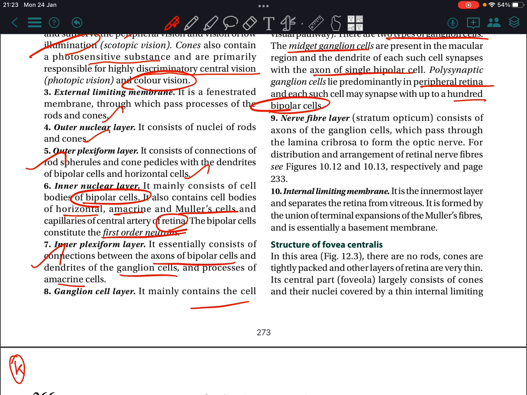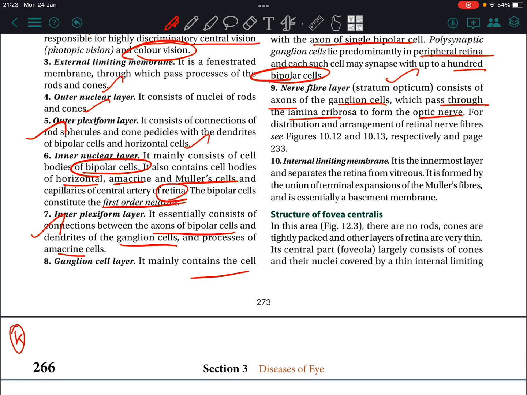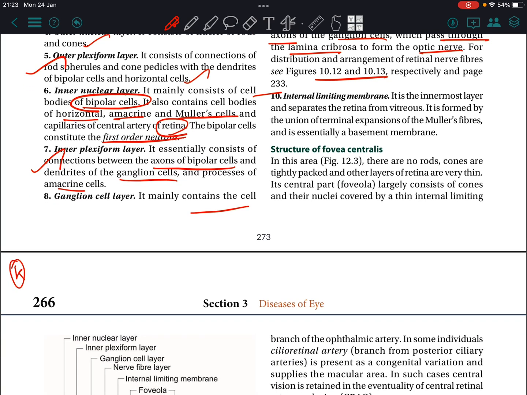Nerve fiber layer, stratum opticum, consists of axons of ganglion cells which pass through the lamina cribrosa to form the optic nerve. For distribution and arrangement of retinal fibers, we'll see the diagram on page 233. Internal limiting membrane is the innermost layer and separates the retina from the vitreous. It is formed by union of terminal expansions of Muller's fibers and is essentially a basement membrane.